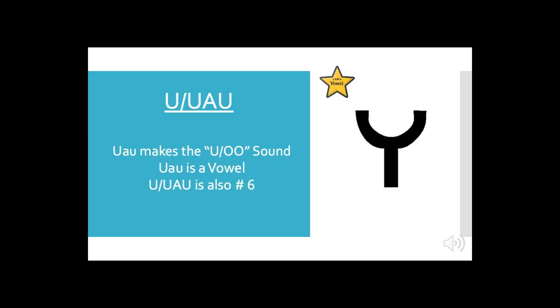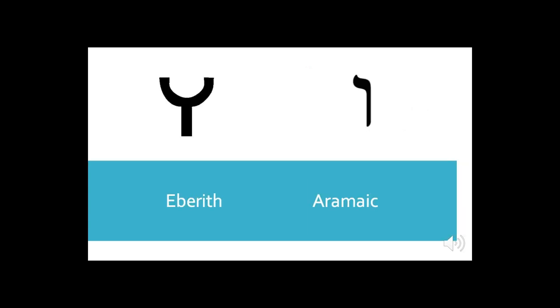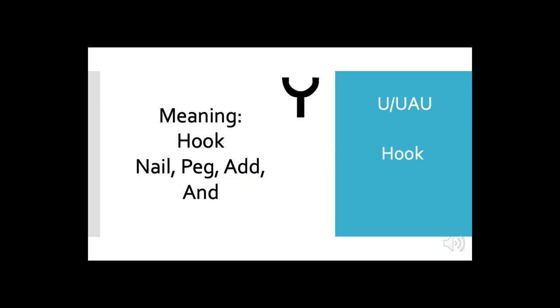And we're going to take a quick look at Ua, and then you can practice writing these letters. So Ua is our next letter. It also is a vowel, and it makes the oo sound. Its assigned meaning is hook. There have been other meanings assigned to it, which are nail and peg, which are very much like a hook, right? And it also is an article for the word "and" or "add." So you'll learn about that in the grammar, but just so you'll know.